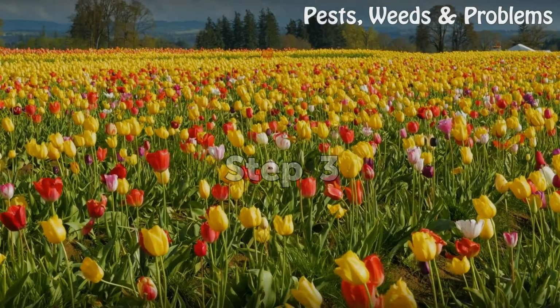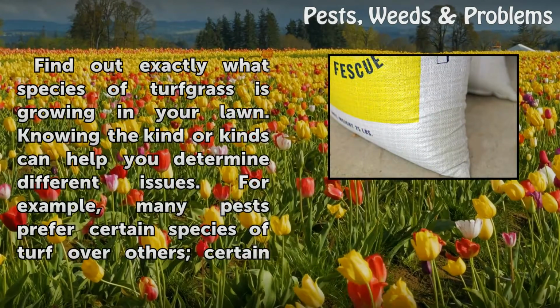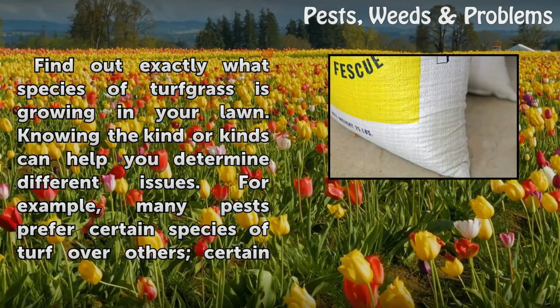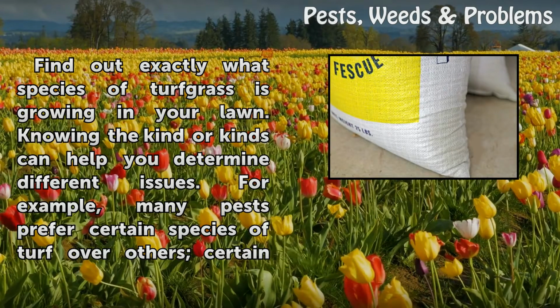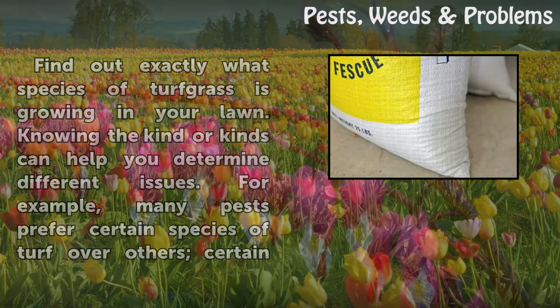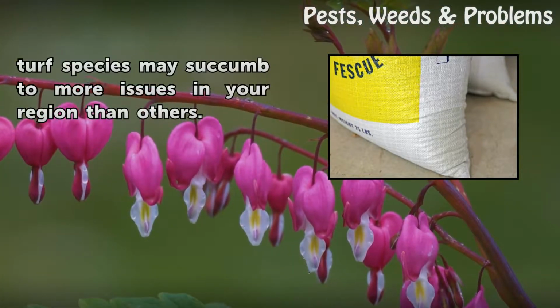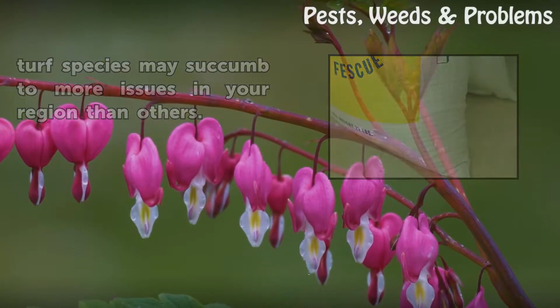Step 3. Find out exactly what species of turf grass is growing in your lawn. Knowing the kind or kinds can help you determine different issues. For example, many pests prefer certain species of turf over others. Certain turf species may succumb to more issues in your region than others.